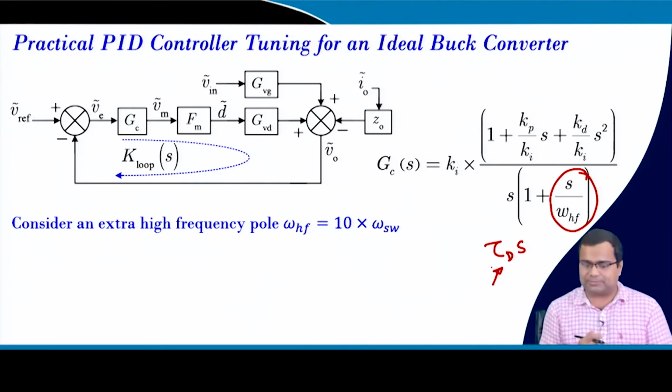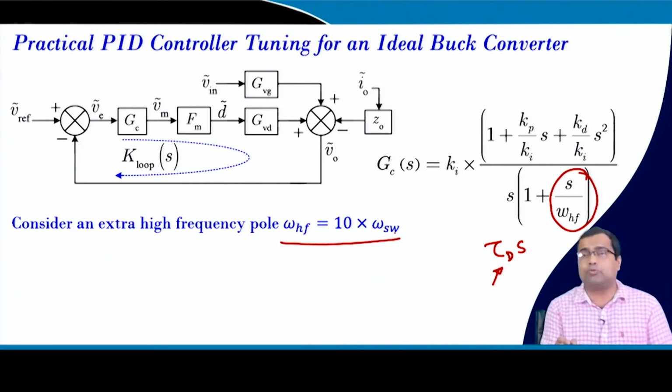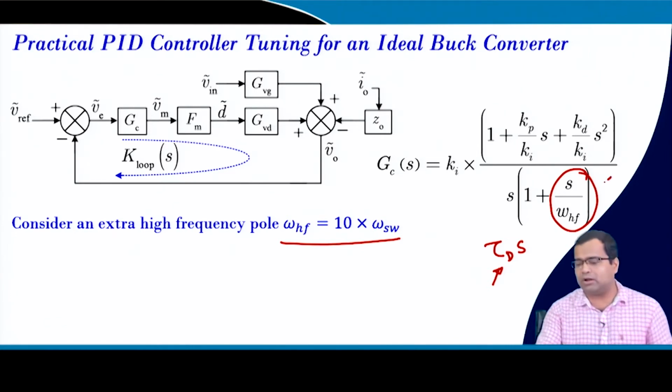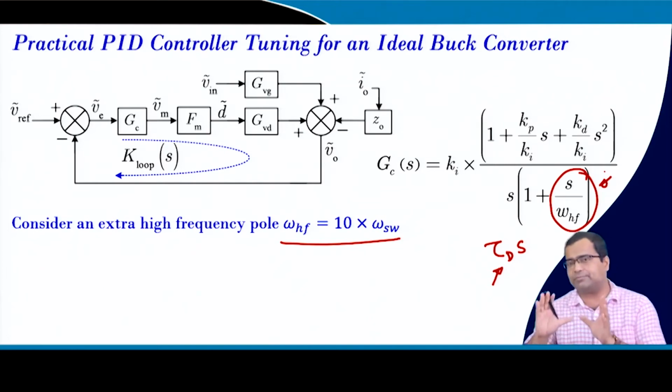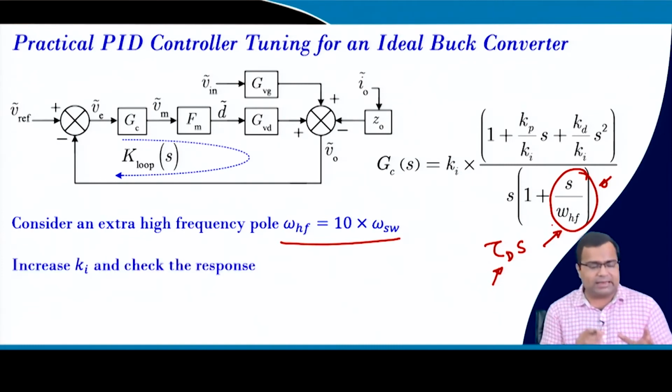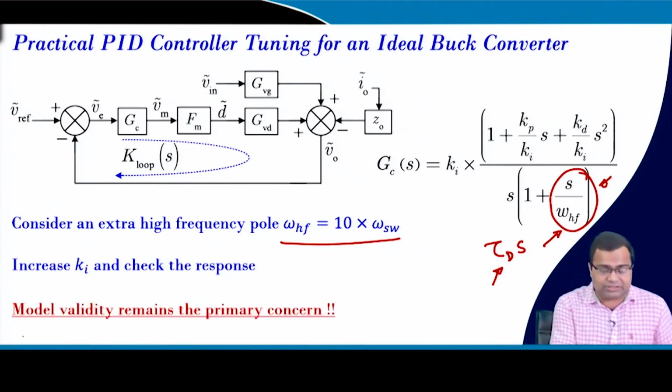So, we are putting a high frequency pole, and if we set this high frequency pole 10 times faster than the switching frequency in radian per second, then we can have a reduced effect of this pole on the actual closed loop performance, because this is just for the sake of implementation of the PID controller. Otherwise, if you use an op-amp, the op-amp itself has a finite bandwidth, and this bandwidth will be set by the op-amp. Okay. So, we can increase the Ki value and check the response, and that we are going to do, because the same kind of structure we will get even for a practical buck converter, and we need to check the model validity.